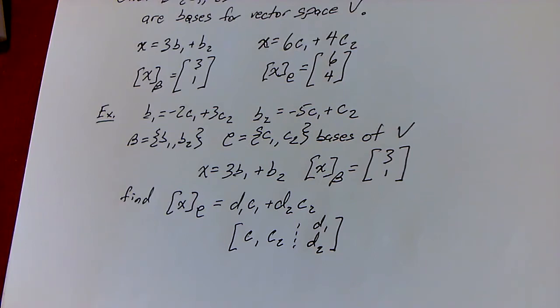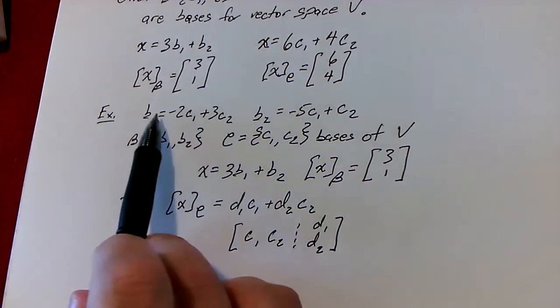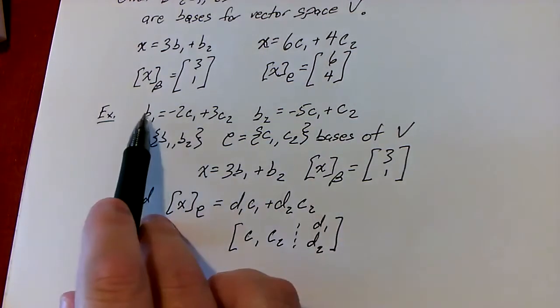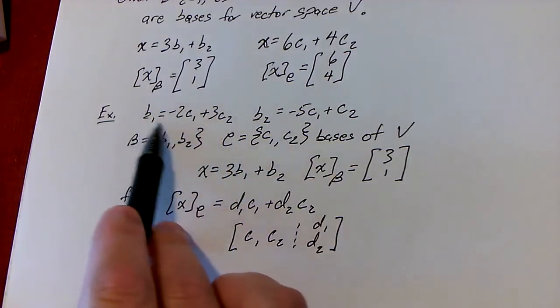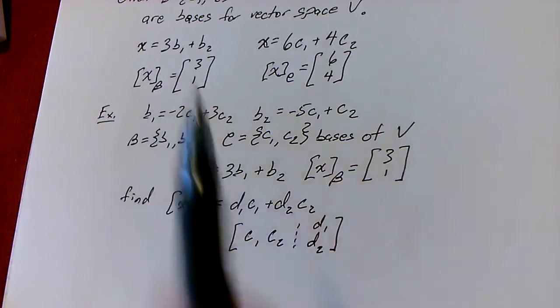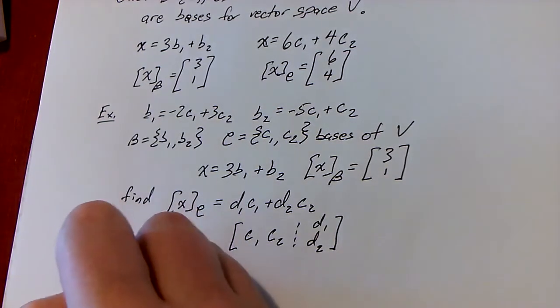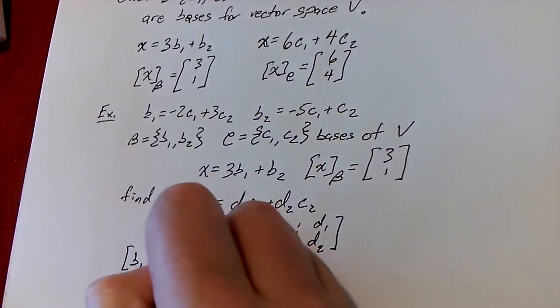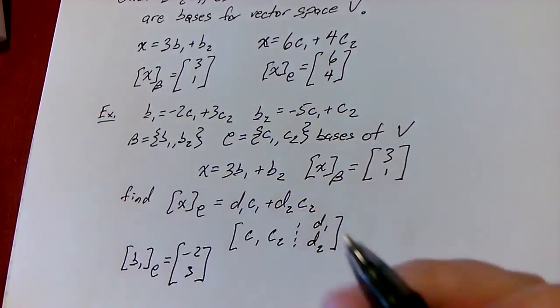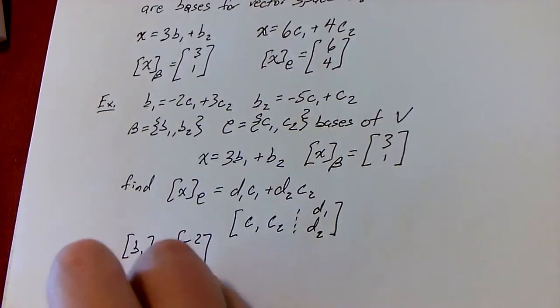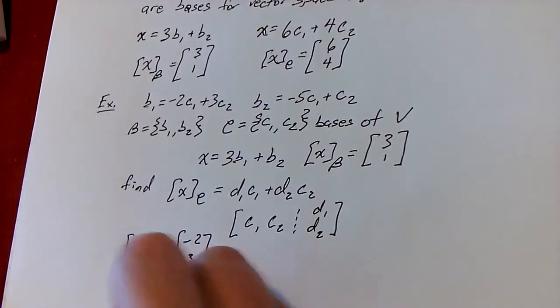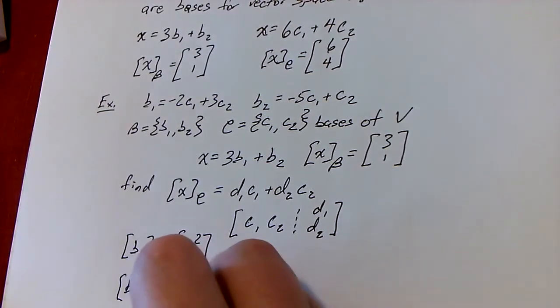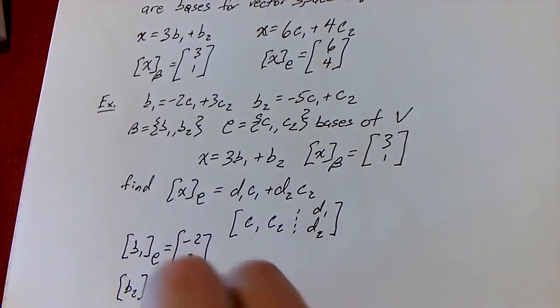What I do have is information about B and C. So notice what I have here. I have the coordinate vector for B1 in terms of C. I know that B1's coordinate vector in terms of C is equal to -2, 3. And I also have that B2's coordinate vector in terms of C is equal to -5, 1.